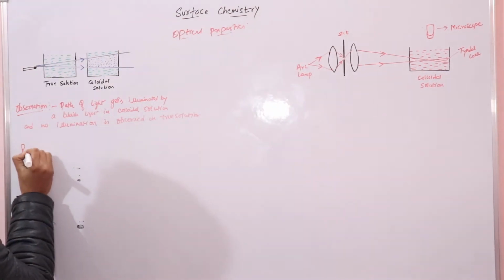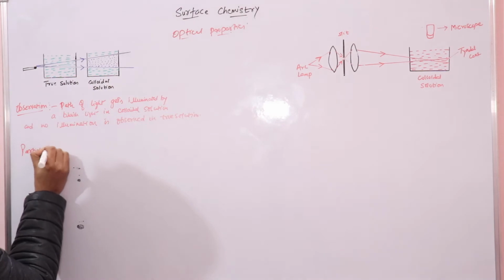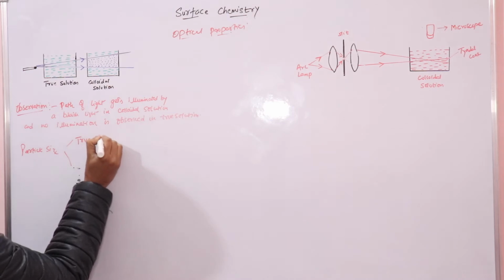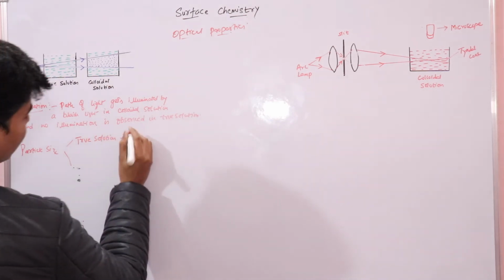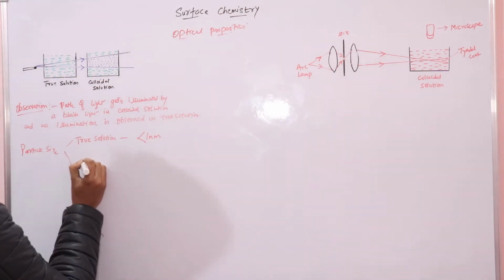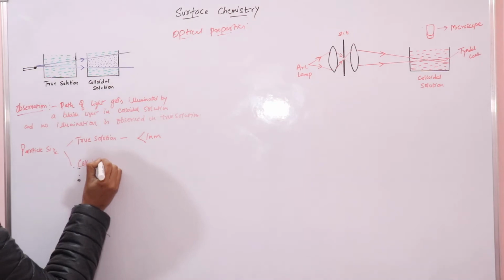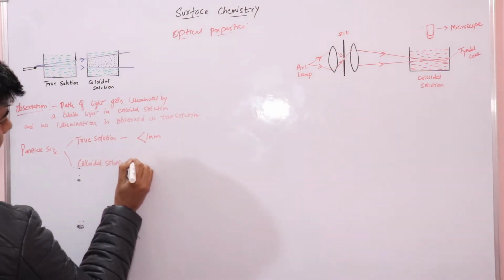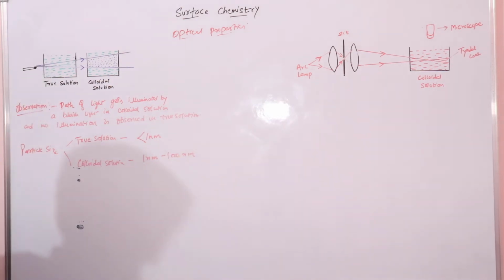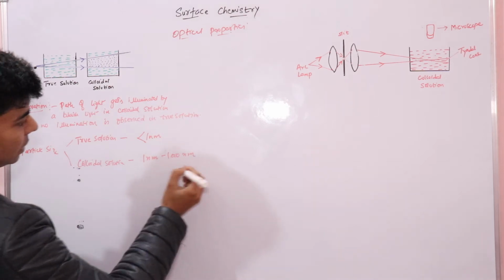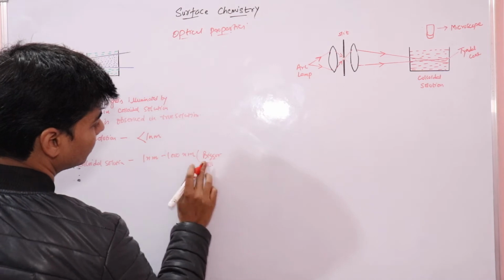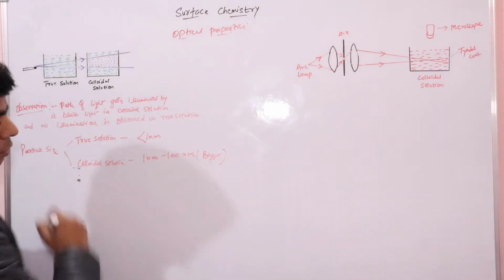So particle size in the case of a true solution is less than 1 nanometer, and in the case of a colloidal solution it is between 1 nanometer and 1000 nanometer. So particle size in a colloidal solution is bigger compared to true solutions.